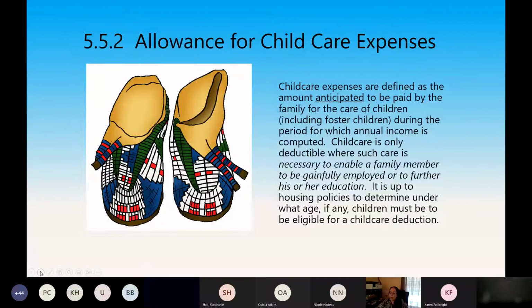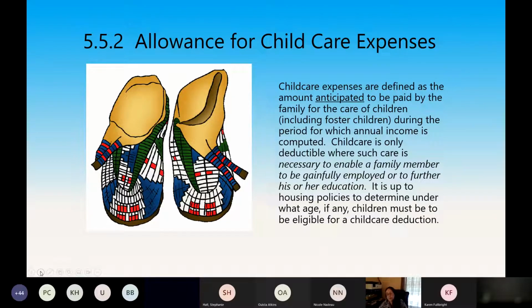So we also have an allowance for childcare expenses. You need to write a policy for this. Childcare expenses are defined as the amount anticipated to be paid by the family for the care of children, which can include, in this case, foster children, during the period for which annual income is being computed. Child care is only deductible while such care is necessary to enable a family member to be gainfully employed or to further his or her education. Okay. Volunteering someplace does not work. It's employment or school.